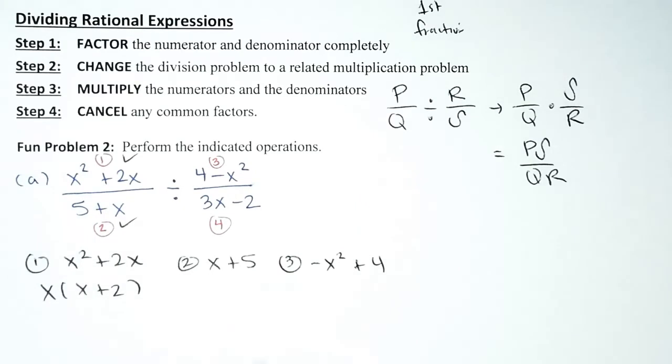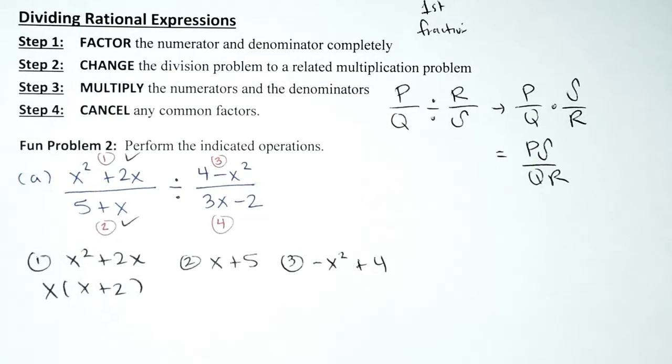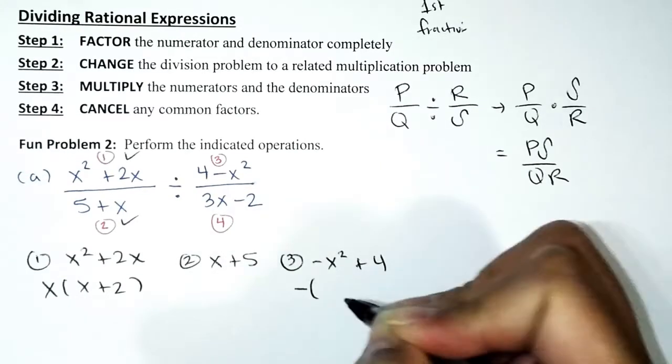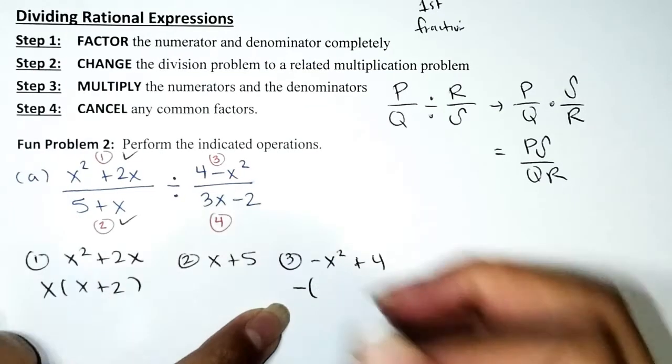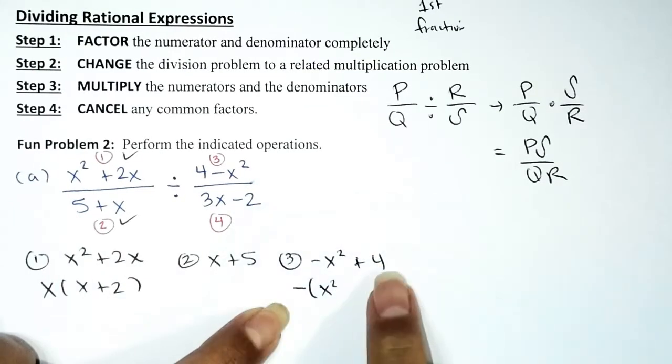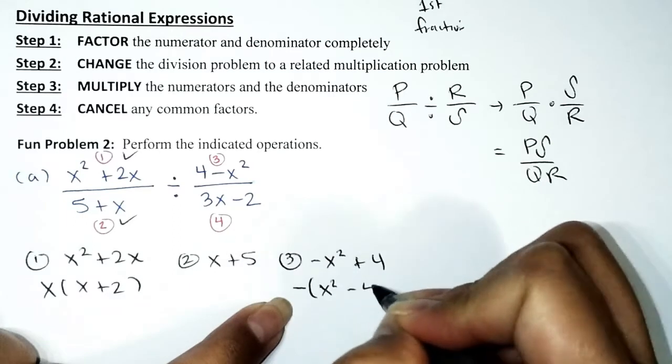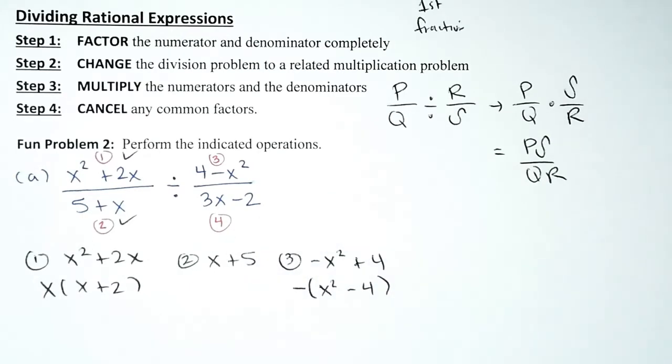But check it out. The leading coefficient is not positive. Let's make it positive. How? By factoring out a negative 1. I'm just going to put negative sign. Negative x squared over negative 1 will give us x squared. 4 over negative 1 will give us negative 4. Cool. So now, binomial minus, we're going to aim for difference of squares.